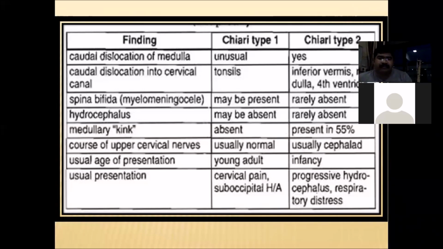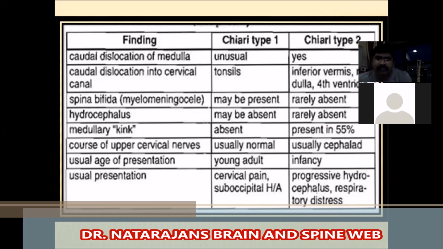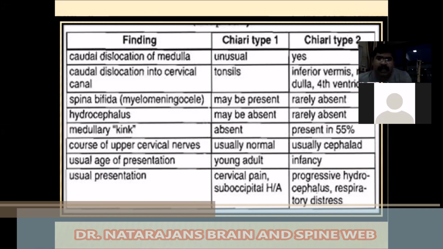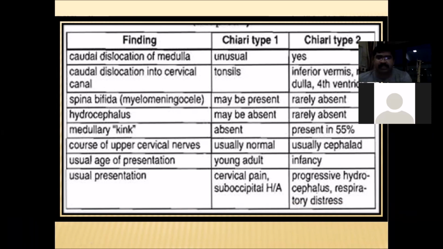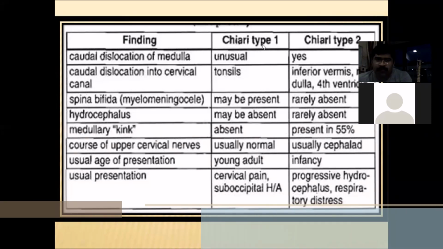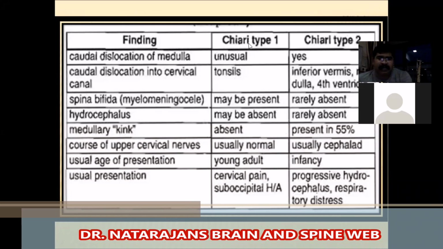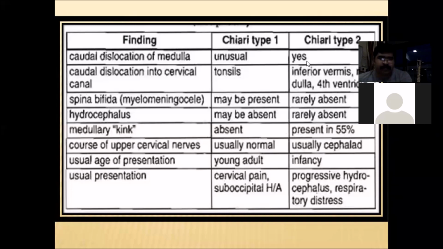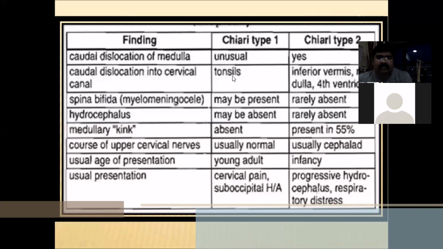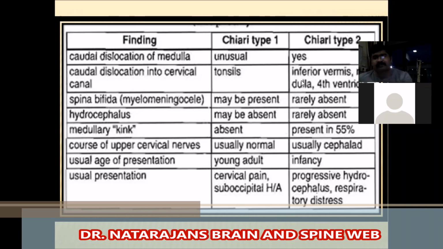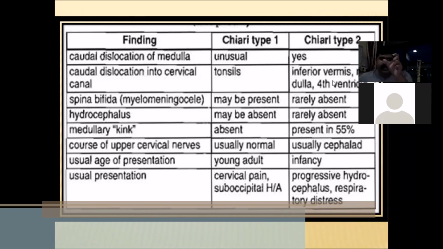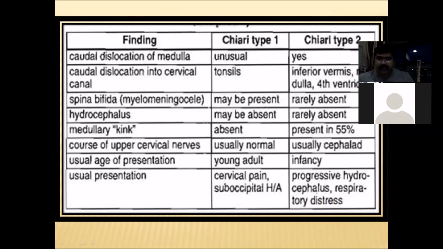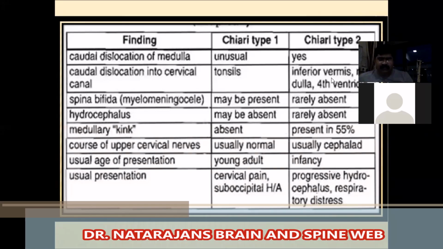You need to know the difference between Chiari type 1 and Chiari 2. There are about 4 types of Chiari malformations. As of now, I am not getting into those aspects, so you should mainly know about Chiari 1 and Chiari 2. In Chiari 1, the caudal dislocation of the medulla is unusual, whereas it is common in Chiari 2. The caudal dislocation into the cervical canal is mostly the tonsils, whereas in Chiari 2, the entire brainstem descends into the cervical spinal canal. The medulla, fourth ventricle, and the vermis descend into the cervical spinal canal.